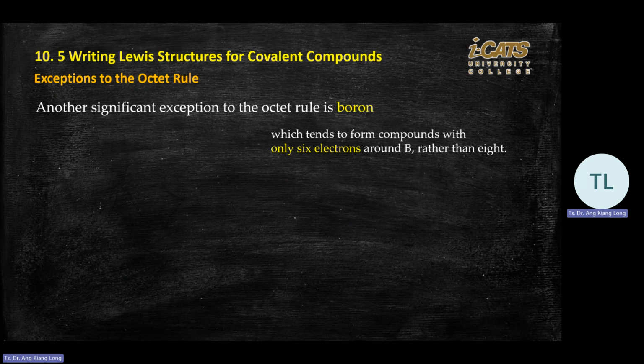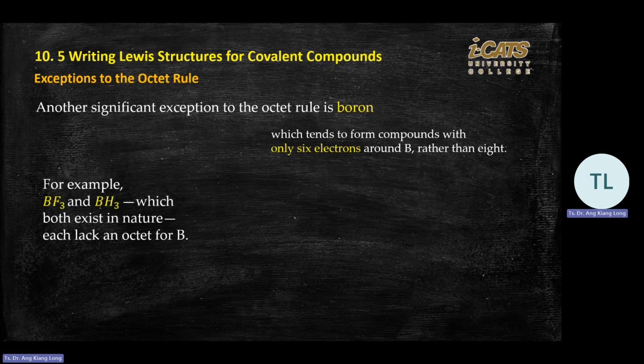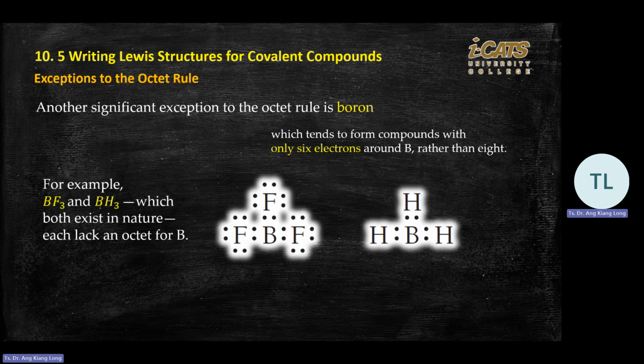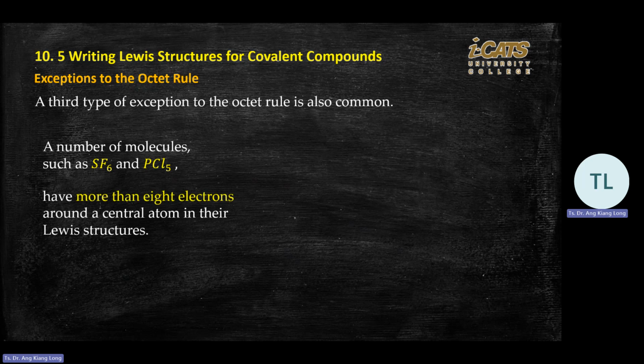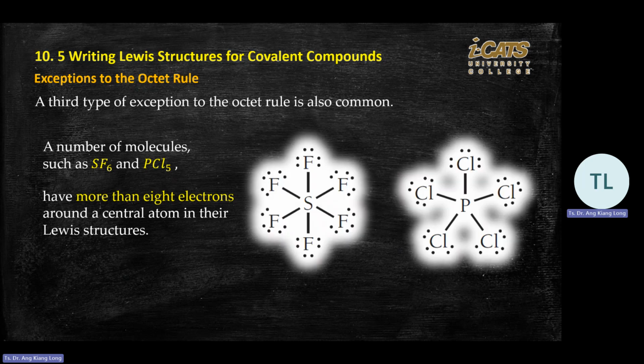Okay, another exception besides NO is boron. This is just for info. Boron has 6 electrons. So BF3, BH3. In nature, if you build the Lewis structure, it's not balanced. You do not apply the octet rule. The third exception is also common, with SF6 and PCl5, phosphorus. Sometimes it can be more than 8 electrons. It can be more. So sometimes this is an exception.